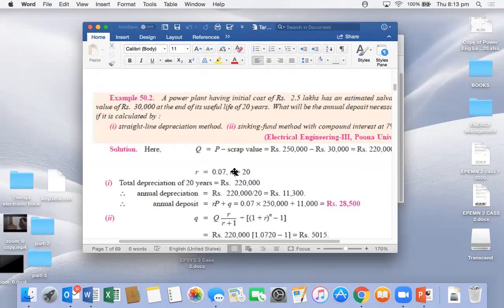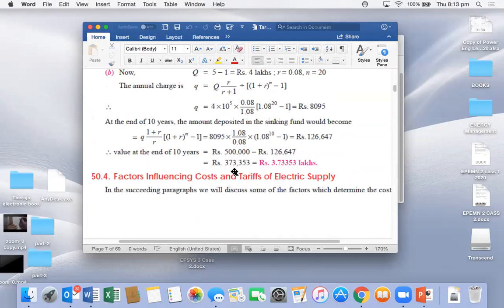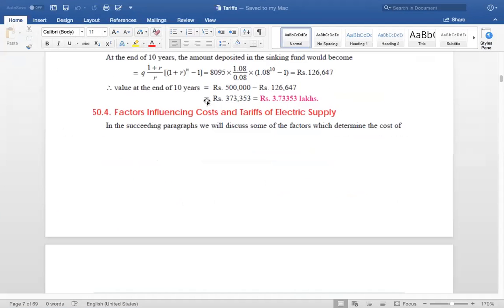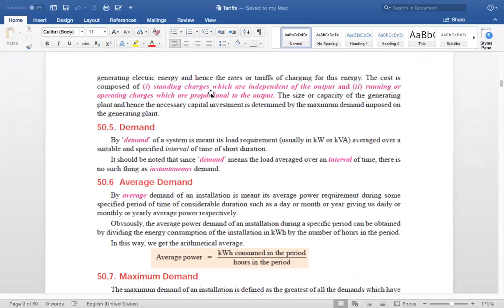Right, the next thing that you are going to look at is factors influencing the cost and tariffs of electric supply. So the first one is demand. By demand of a system, it's meant the load required, usually in kilowatt or kVA, averaged over a suitable and specified interval of time of short duration. It should be noted that the demand means the load averaged over an interval of time. There is no such thing as an instantaneous demand.